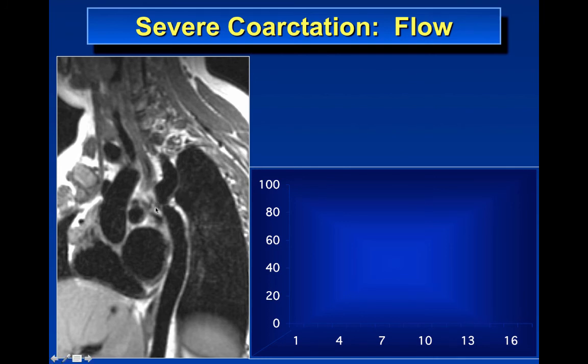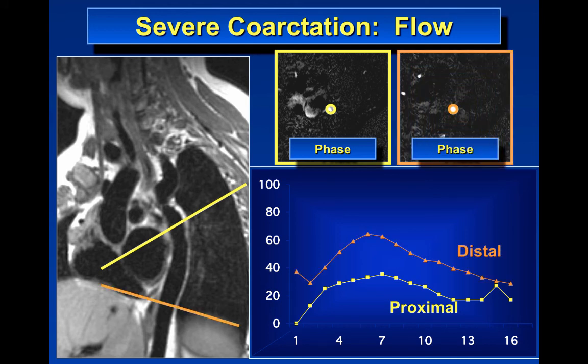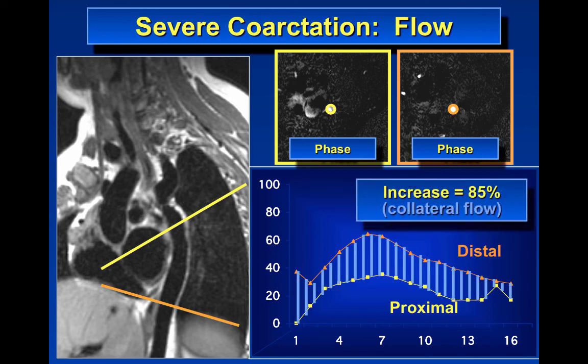This is a patient with severe coarctation of the aorta, and the proximal blood flow, about 1 to 2 centimeters beyond the coarctation site, is depicted in yellow, and there's marked increase distally compared to proximally. So any increase is consistent with a hemodynamically significant coarctation. And in this patient, we quantified it, there was an 85% increase from proximal to distal, which is quite a significant amount of collateral blood flow. So any increase indicates hemodynamic significance, and the patient could benefit from intervention.